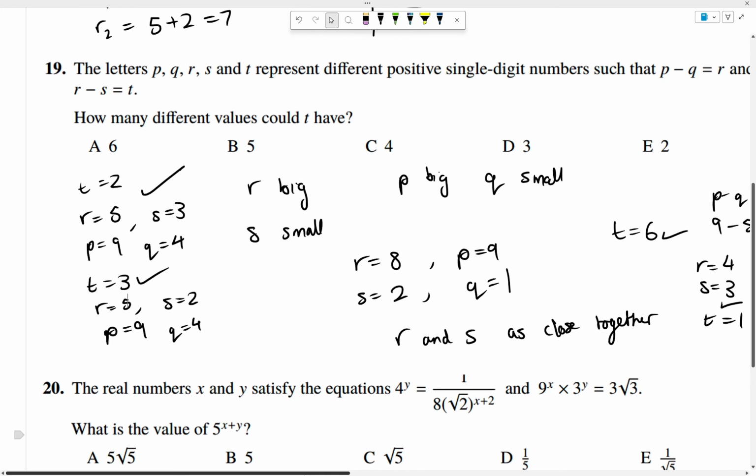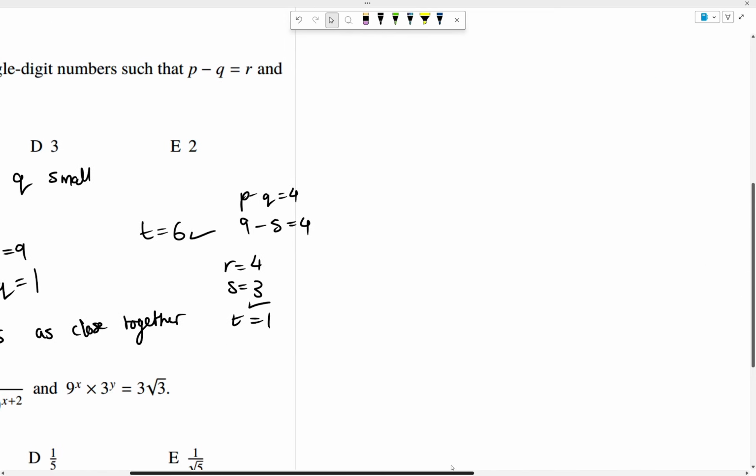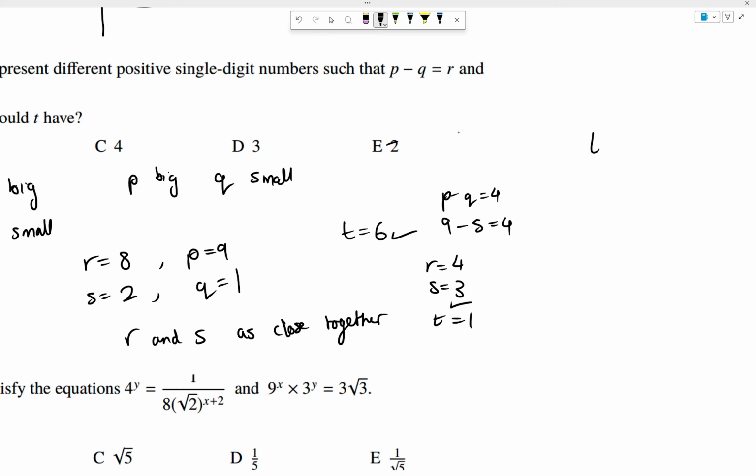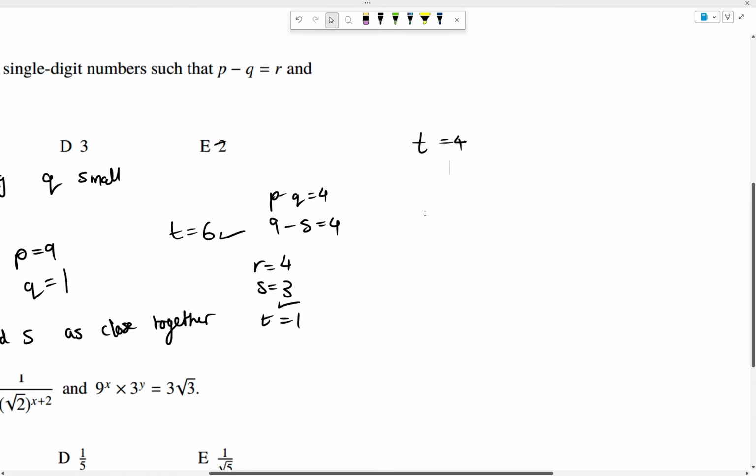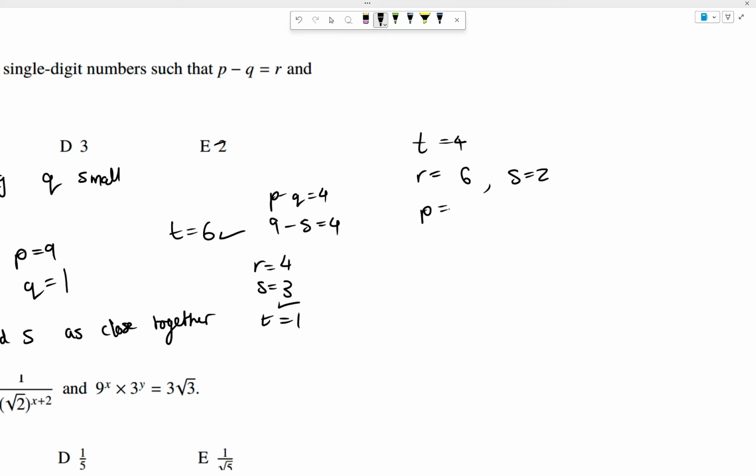And then if we try to find T equal to 4, we could have R equal to 6 and S equal to 2, and then P would be equal to 9 and Q would be equal to 3.